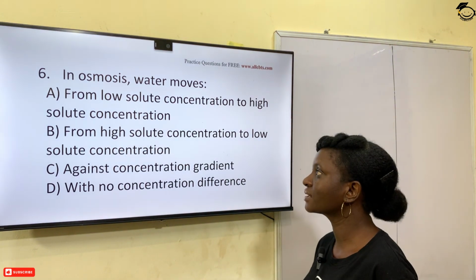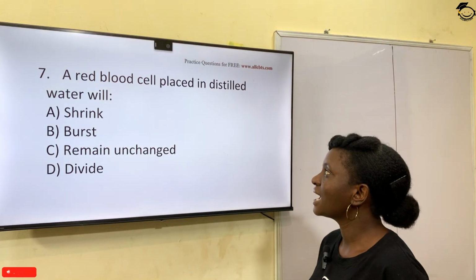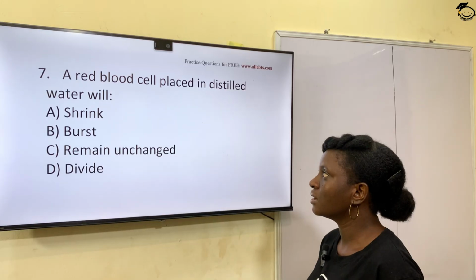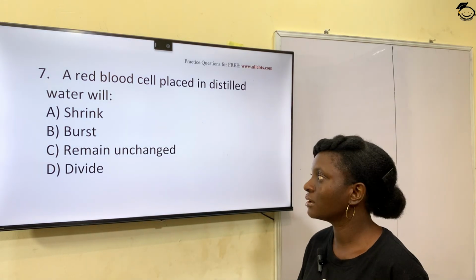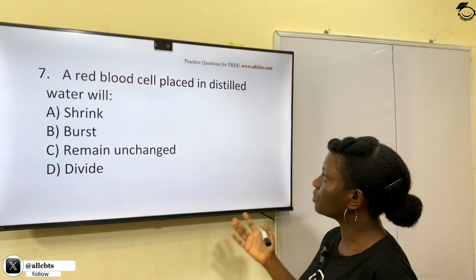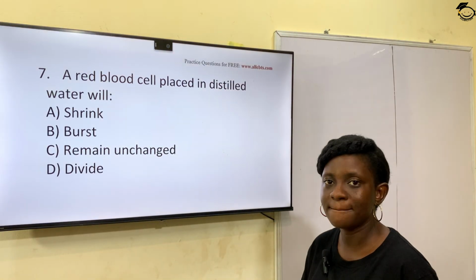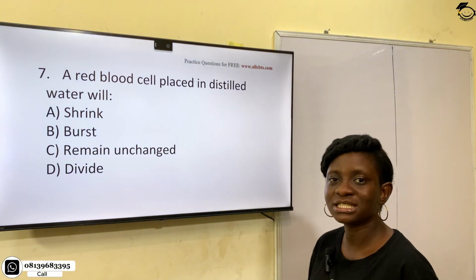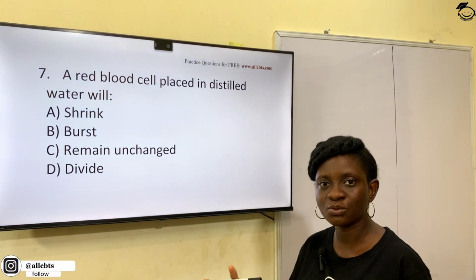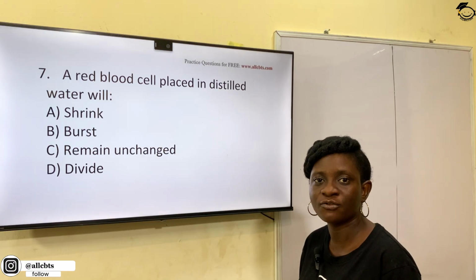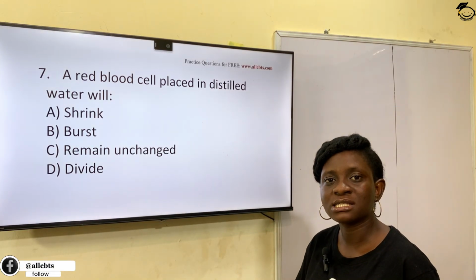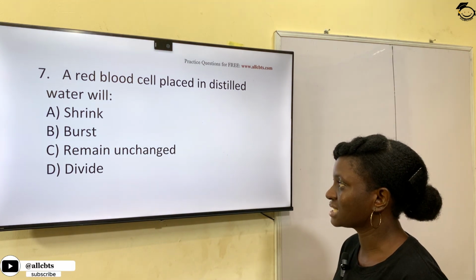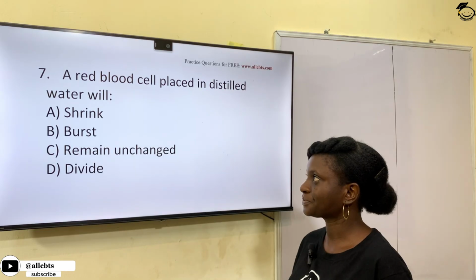Question 7. A red blood cell placed in distilled water will, if you have a red blood cell in distilled water, so what will happen? Option A, shrink. B, burst. C, remain unchanged. D, divide. So imagine having a red blood cell in distilled water. What happens is that water flows into the cell and the cell becomes swollen and eventually bursts. So the correct answer is option B, burst.